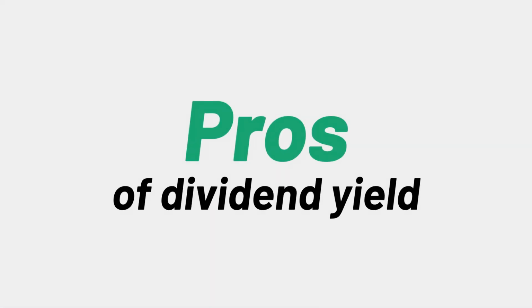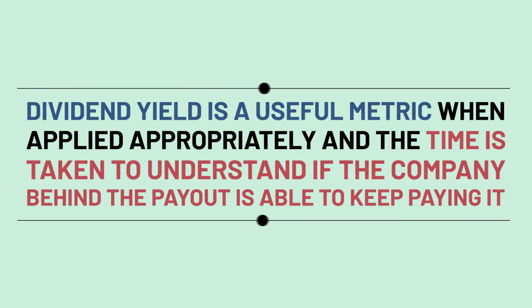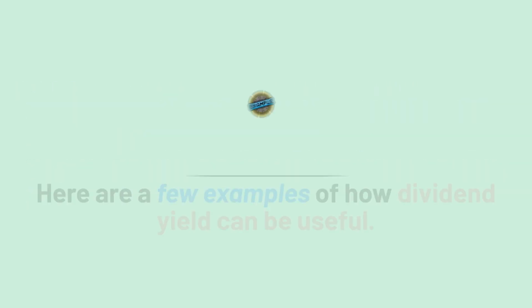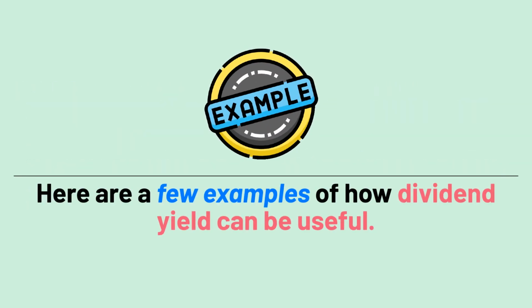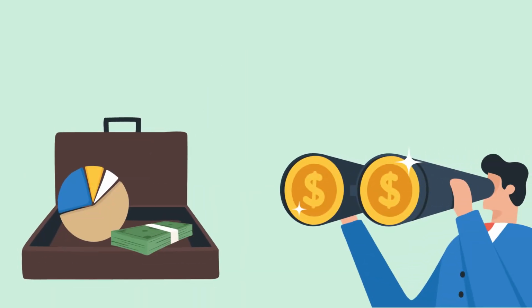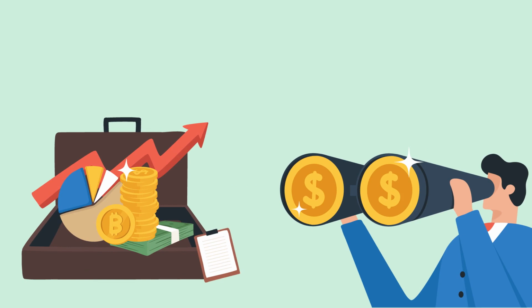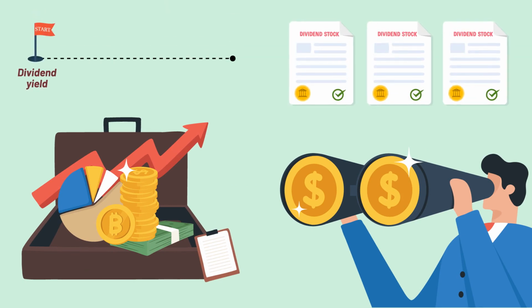Pros of dividend yields. Dividend yield is a useful metric when applied appropriately, and the time is taken to understand if the company behind the payout is able to keep paying it. Here are a few examples of how dividend yield can be useful. Income investors, or people looking at their investment portfolio as a source of income today, will rely on dividend yield as a starting point when considering which dividend stocks to buy.